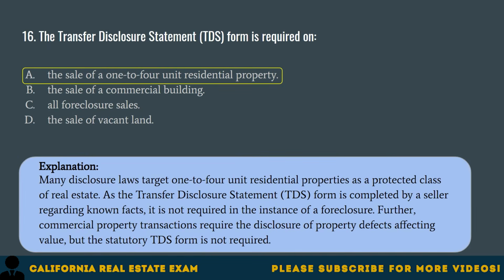Many disclosure laws target 1 to 4 unit residential properties as a protected class of real estate. As the Transfer Disclosure Statement, TDS form, is completed by a seller regarding known facts, it is not required in the instance of a foreclosure. Further, commercial property transactions require the disclosure of property defects affecting value, but the statutory TDS form is not required.